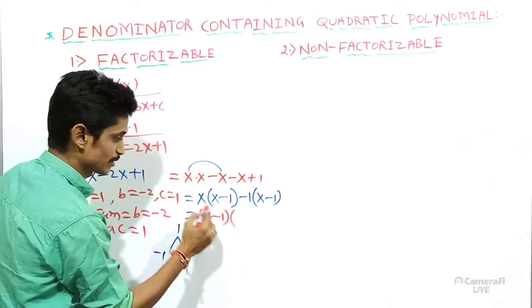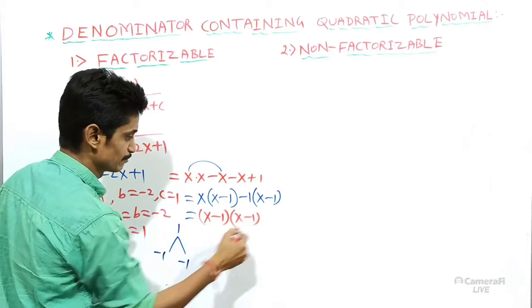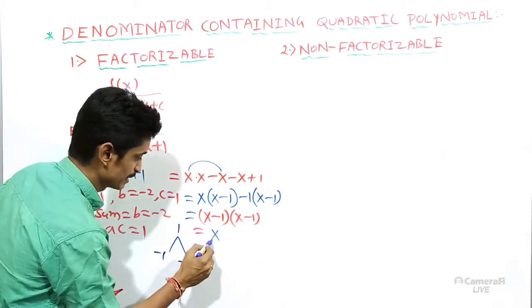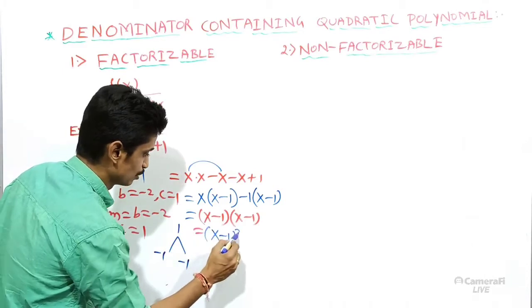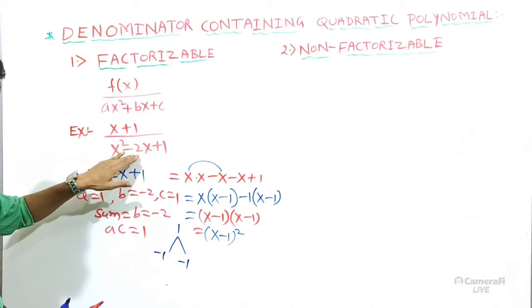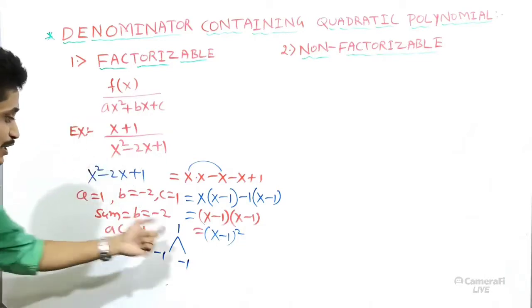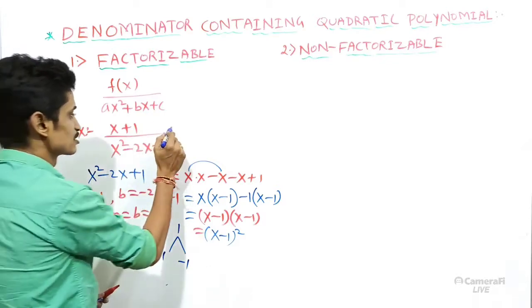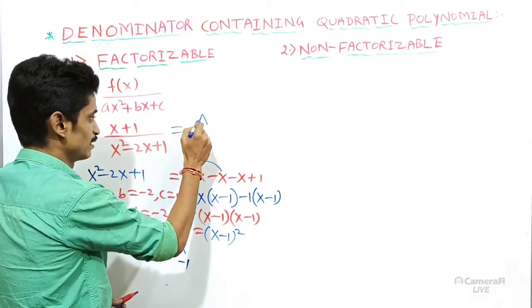I will take out, it remains x, and here minus 1. It means the same factors I got, that is (x minus 1) whole square form. So this type of quadratic polynomial, whose discriminant will be equal to 0, because it will give equal roots. Now separate it as usual.